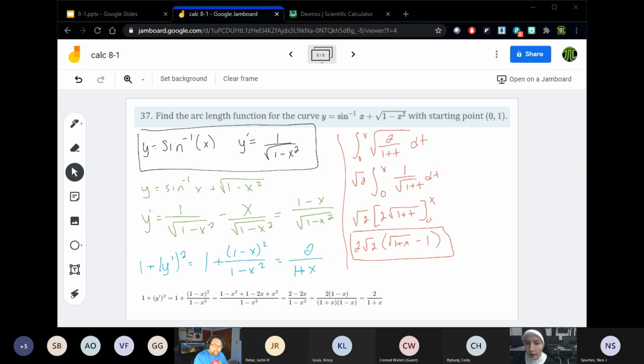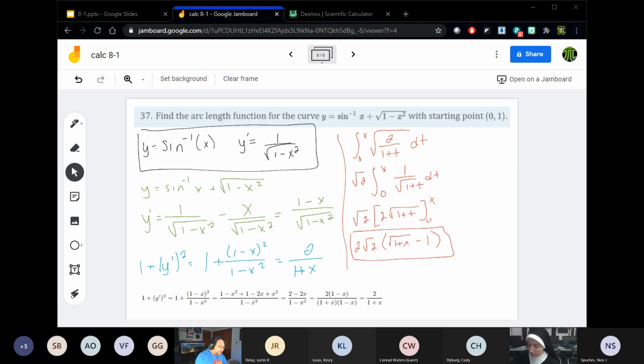How did you know that it was from x to 0? You're muted again. Sorry, I was muted the entire time I was writing that. So the original starting point was 0, 1. So that's why it started off at 0. Yeah. And we're always doing it to x when we're looking at the arc length function. Oh, okay. So it's always going to be 0, or whatever starting point they gave you, to x.